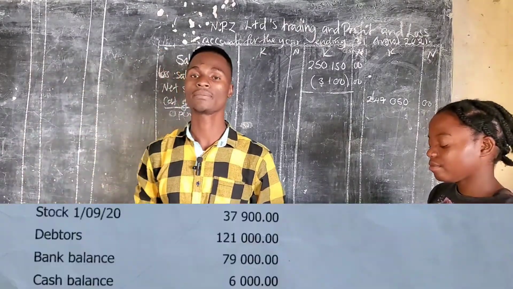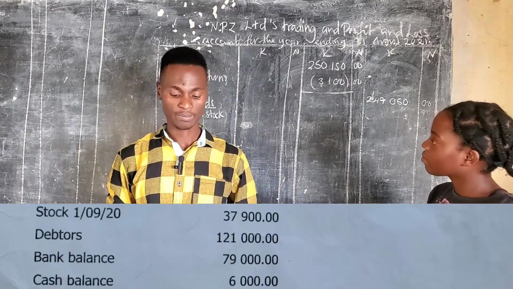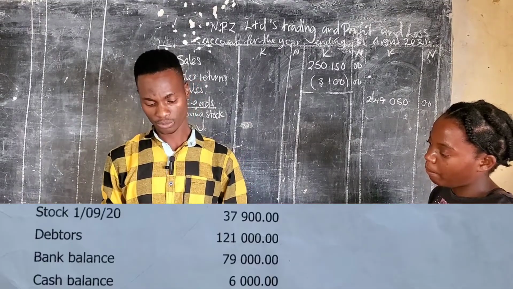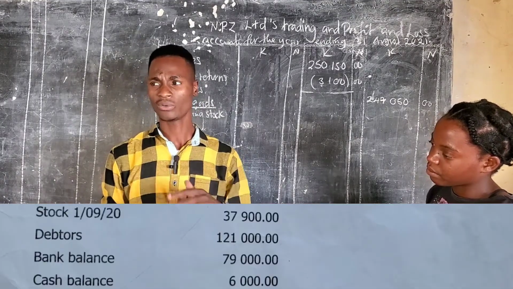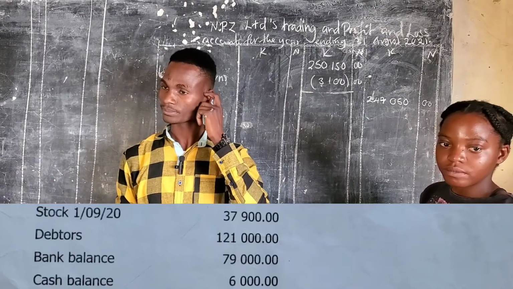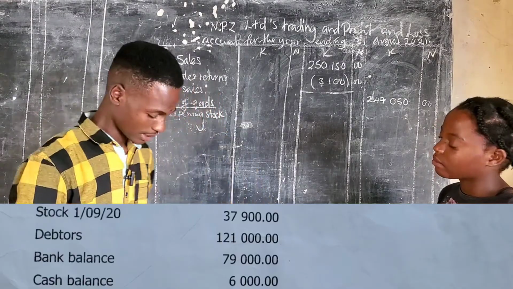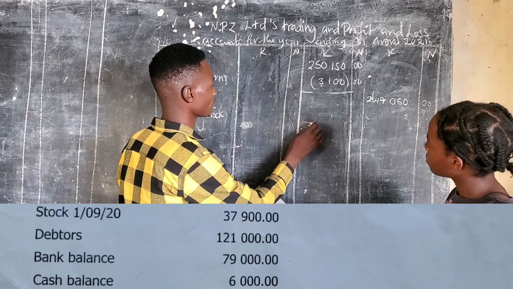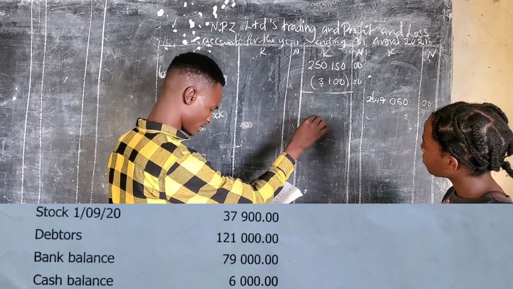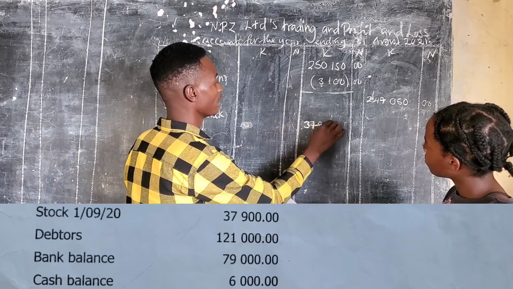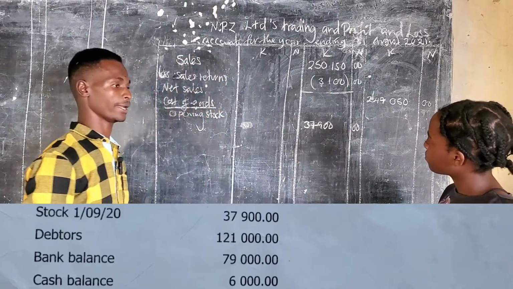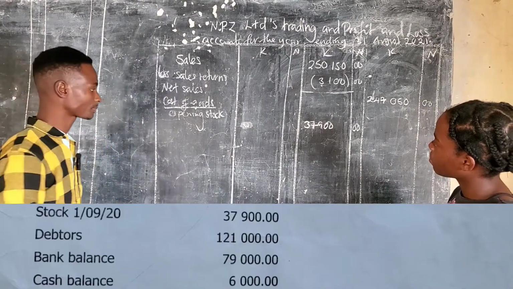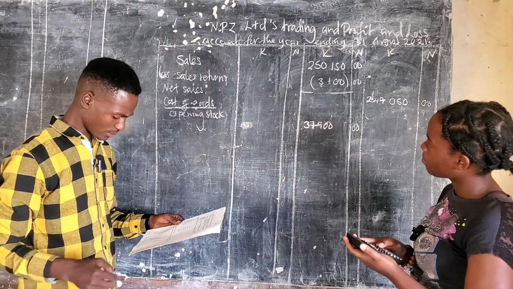Now on our list here, we have two stocks separated by dates, right? So we have the one from 2020 and 2021. Which one is the opening stock? 2020, correct. You always write this one in the middle column as 37,900. Then what do you add? Purchases, right? Yes, we check. We have purchases.